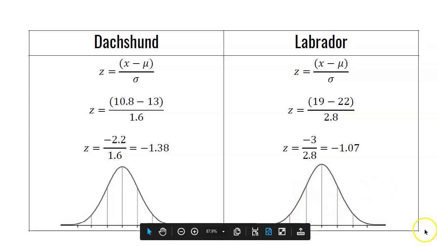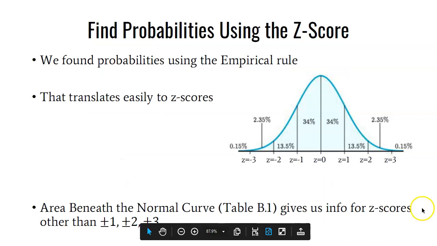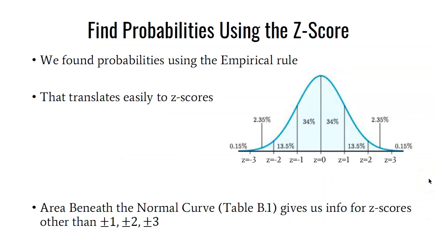So sometimes when you read these problems, you have to ask, what is it talking about? What the z-score is going to tell you is how far this observation is from the mean. These two different dog breeds have different standard deviations and different means. So that's why we standardize, so that we can talk about them in relation to each other. Okay, so that's what z-scores do.